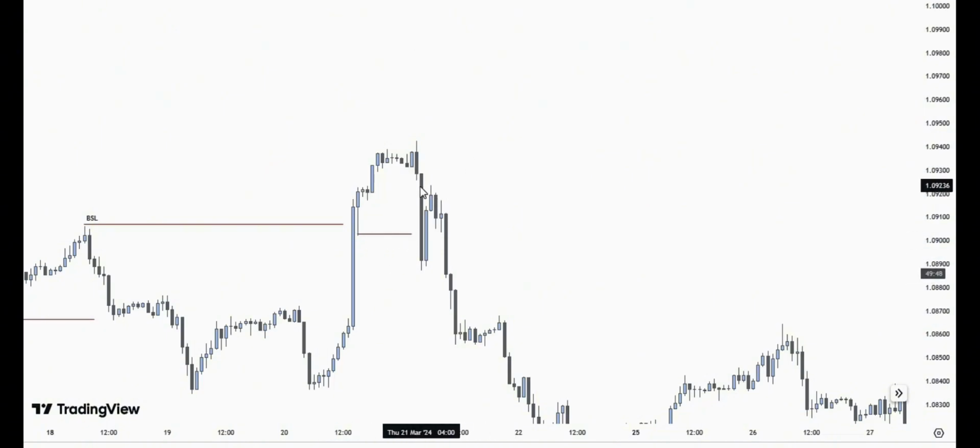So 1, 2, 3. This low does not overlap with this high. What is the price doing? Price came back. This is a bearish fair value gap.